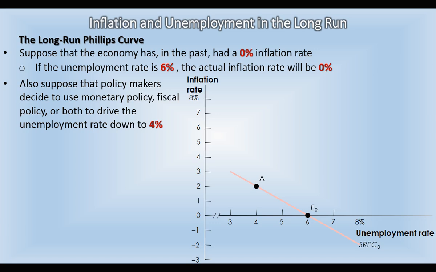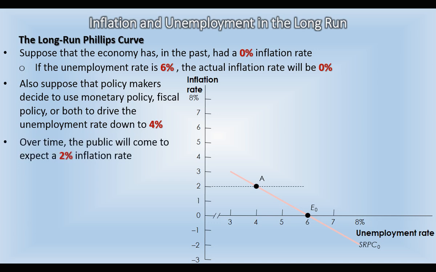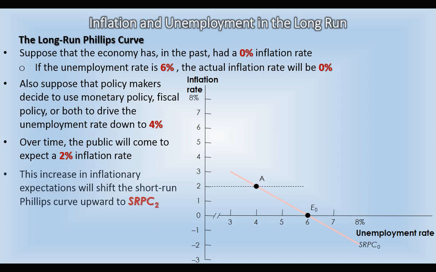So let's say they want to drive the unemployment rate to 4%. Over time, the public will then come to expect a 2% inflation rate. So effectively by saying we're going to have a low unemployment rate, we're going to push it down to 4%, we're going to move along our short-run Phillips curve to that point where you have 2% inflation in order to have that lower unemployment rate. Being at that point, people will then come to expect 2% inflation, and therefore that will shift the short-run Phillips curve. This increase in inflationary expectations will shift the short-run Phillips curve upward to, in this case, short-run Phillips curve 2.